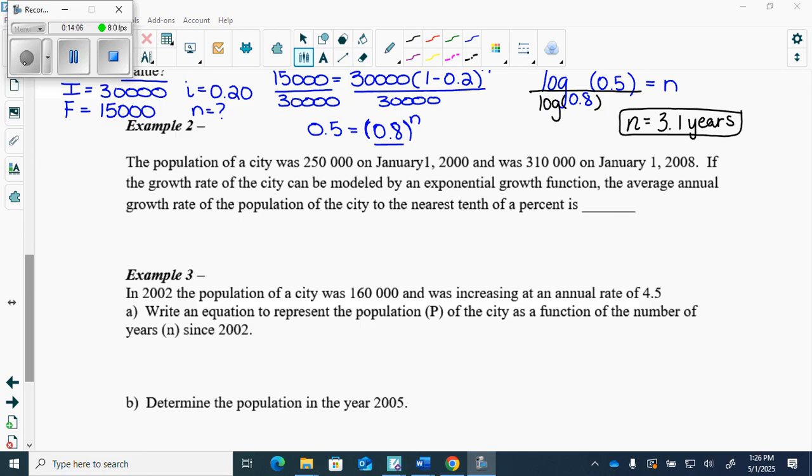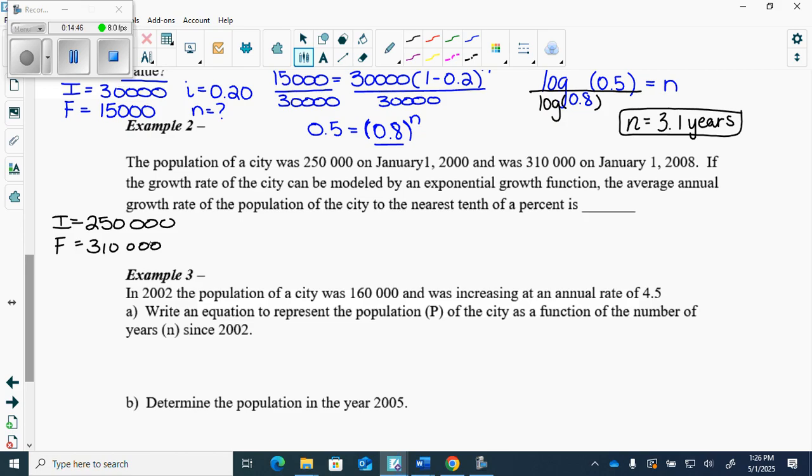Okay. The population of a city was 250,000 on January 1st, 2000, and 310,000 on January 1st, 2008. Which one's initial? Which one's final? 250,000. I can see why you were going for the 25,000. It was something I said earlier. And the final is 310,000. And we know this because the years are later. So we are going from a smaller number to a bigger number. So we are whatting? We are appreciating. We are increasing. Yes, we are.